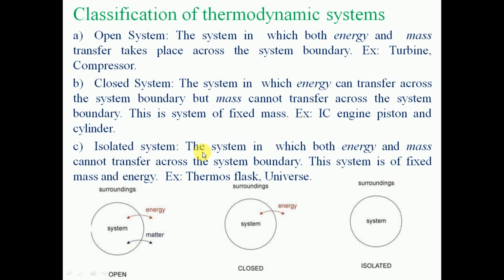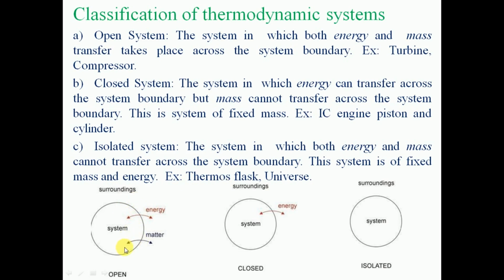Then the isolated system: the system in which both energy and mass cannot transfer across the system boundary. That is called the isolated system. This system is of fixed mass and energy. Here the mass and energy both are fixed. Example for this: thermos flask. In the thermos flask, the tea inside will not transfer heat across the system boundary. The mass is also not transferred when its lid is closed.